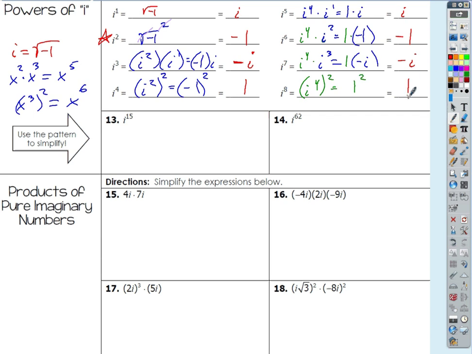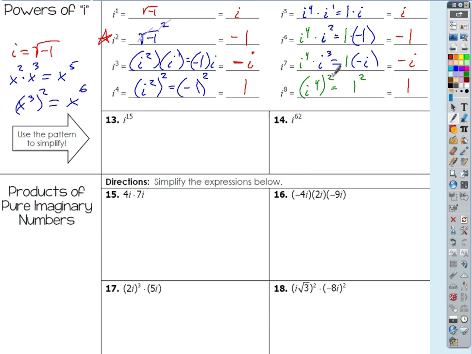So let me ask you this then, if I were to keep going, and I made another column of 4 that went I to the 9th, 10th, 11th, and 12th, I'm gonna get the same things, aren't I? Wouldn't you agree? That, in fact, I to the 4th, and I to the 8th, and I to the 12th, and I to the 16th, those are all gonna be equal to 1, aren't they? How come? Because they're multiples of 4, aren't they?